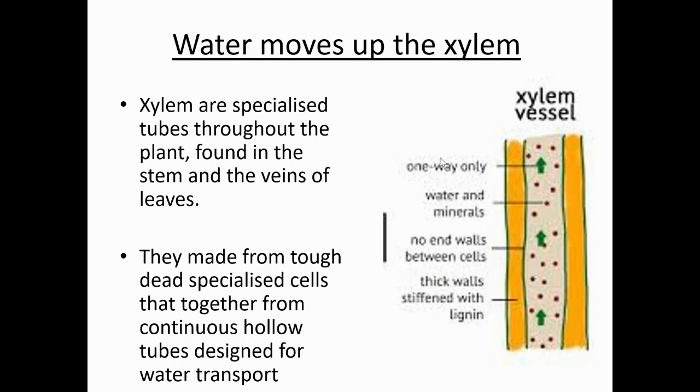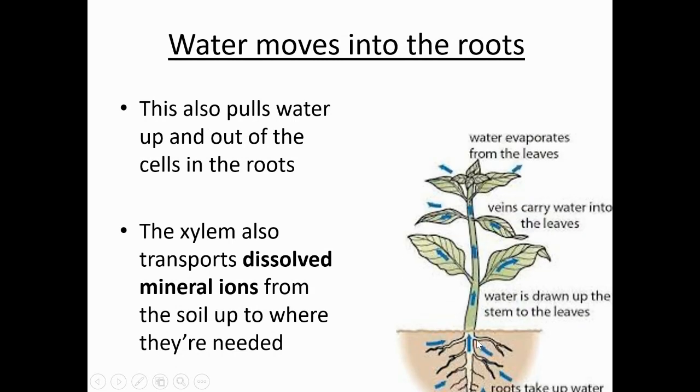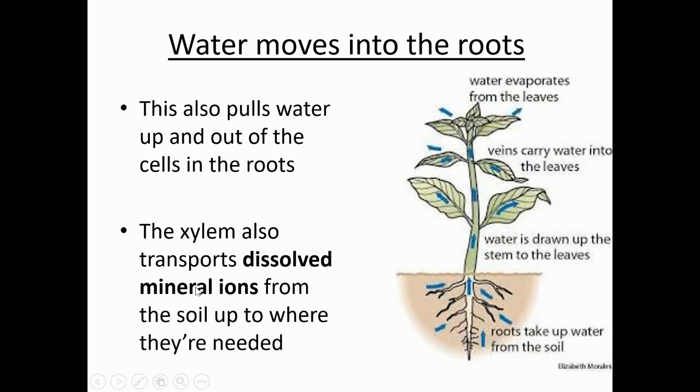Right, xylem are specialized tubes throughout the plant found in the stems and the veins of the leaves. They are made from tough, dead, specialized cells that together form hollow, continuous tubes designed for water transport. So basically, the plumbing. This also pulls water up and out of the cells of the roots. The xylem also transports dissolved mineral ions from the soil up to where they are needed. Okay, so water is not the only thing that moves through the xylem. So too are dissolved mineral ions. So things like salts.